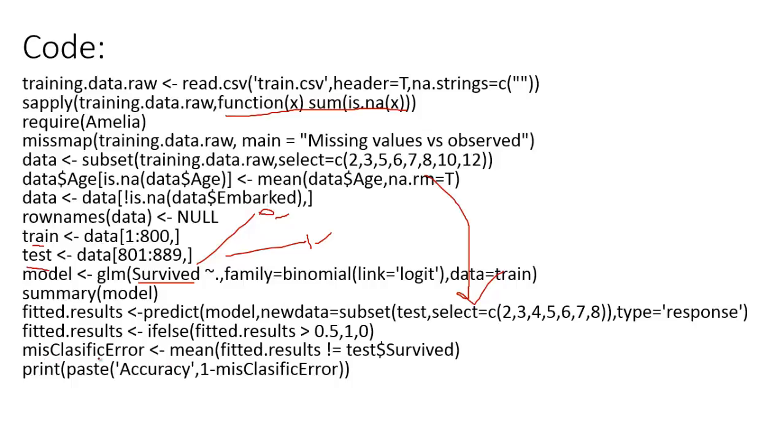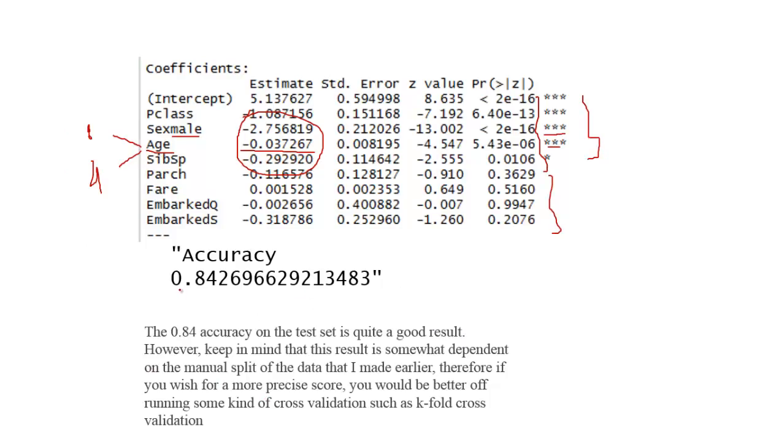Then I am calculating the misclassification error using the mean function. This is simple. Then I am printing the accuracy using 1 minus misclassification. So I am getting an accuracy of 0.84. This 0.84 is actually very good, but keep in mind that this result is somewhat dependent on the manual split of the data that I made earlier. Therefore, if you wish for a more precise score, it would be better to run some kind of cross validation, such as k-fold cross validation.